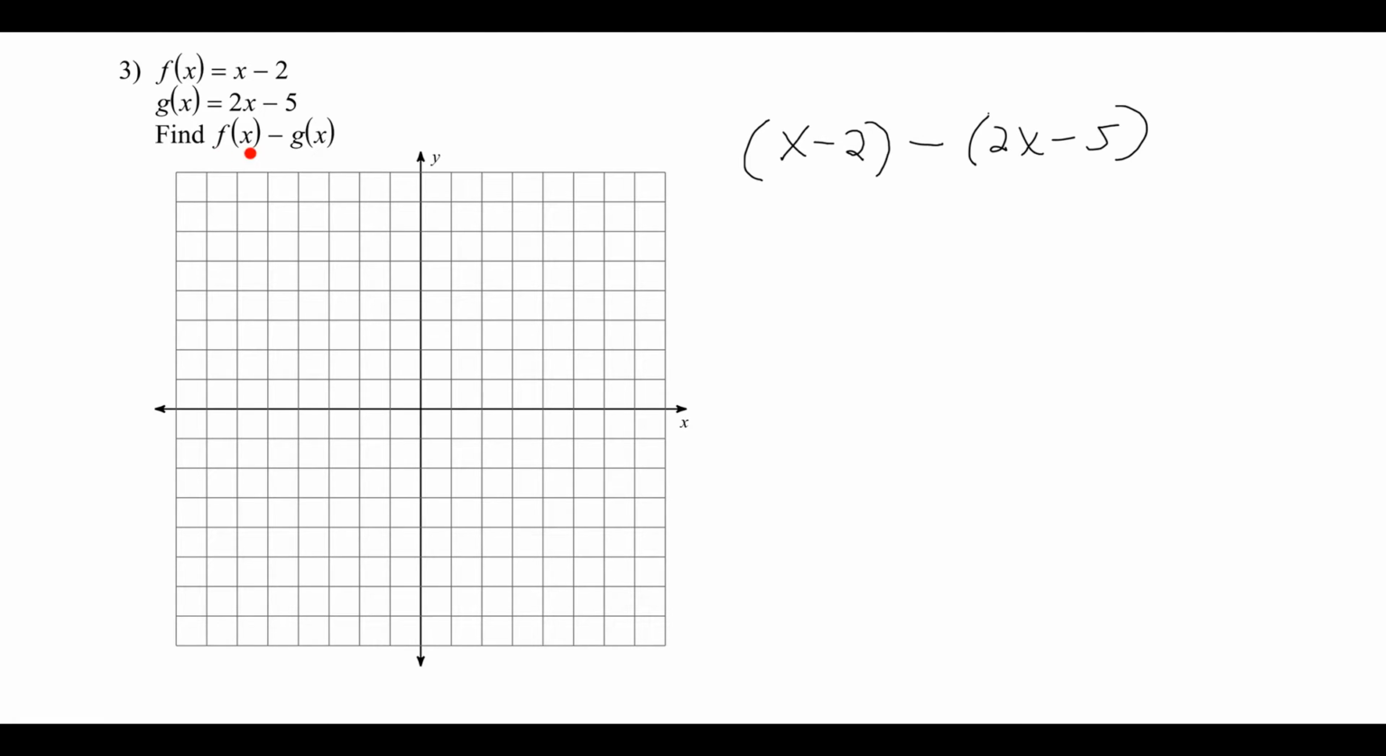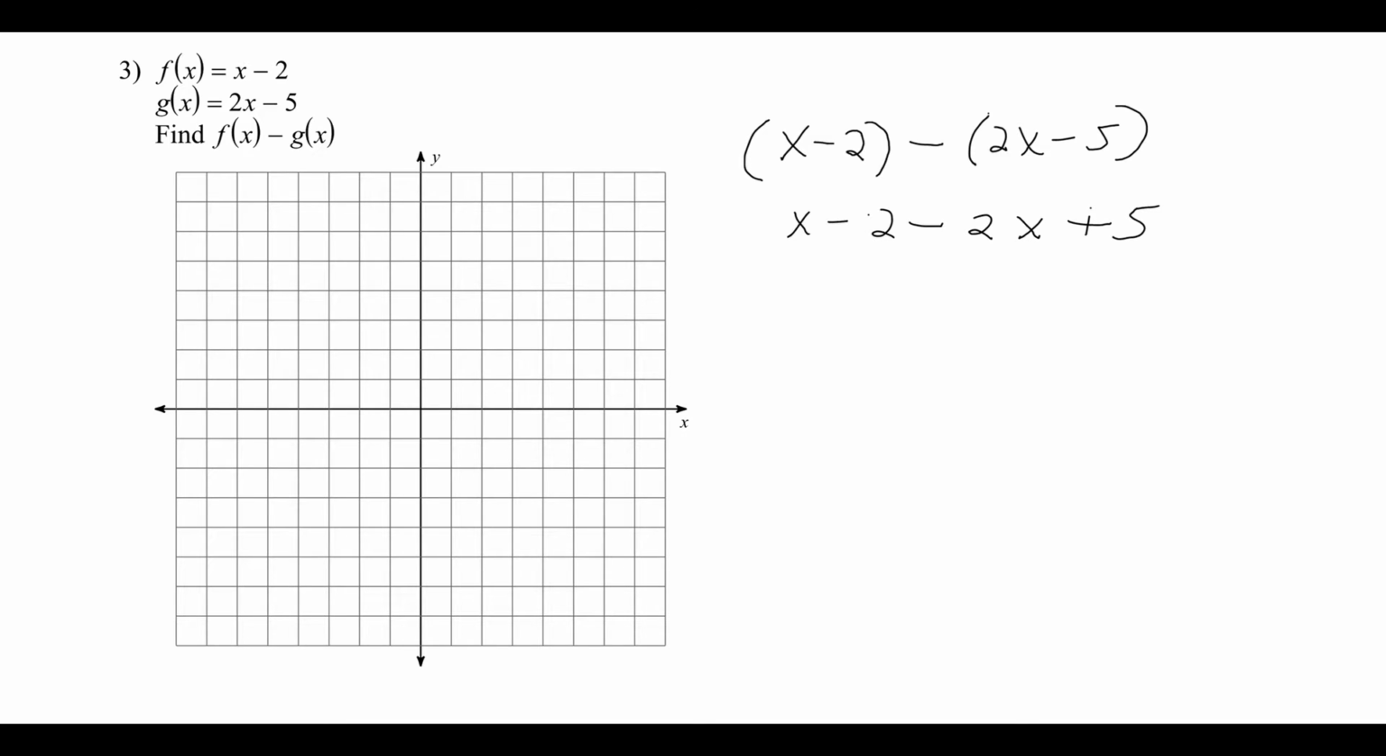So it says f of x minus g of x. This is f of x right there, and this is g of x right there, and I'm minusing them. Now the reason I put a parenthesis here is this minus in the middle is going to distribute to this parenthesis. It's minus this whole function 2x minus 5. By putting the parenthesis around there, it reminds me that I need to distribute that negative in there. So my next step is going to be x minus 2 minus 2x plus 5.